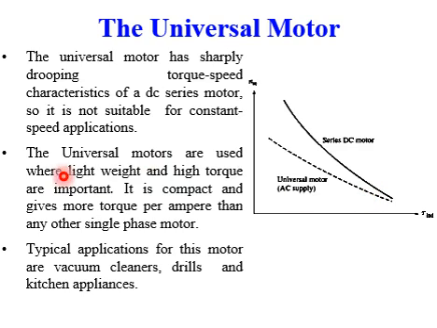So the universal motors are used where lightweight and high torque are important. It is compact and gives more torque per ampere than any other single phase motor. The main applications of the universal motor are vacuum cleaners, drills, and kitchen appliances.